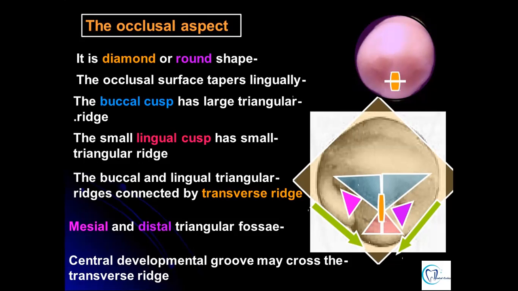Also, there is the presence of fossae, that is the mesial and the distal triangular fossae, and there is a central developmental groove which may cross the transverse ridge. So the anatomy of the occlusal aspect is diamond or round shape.